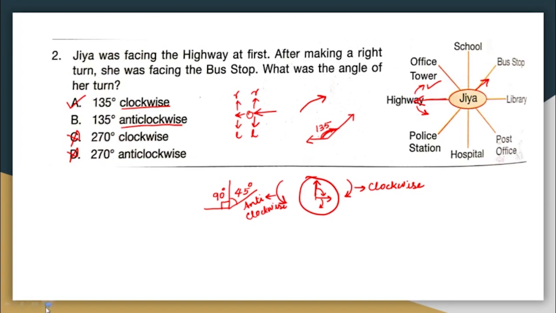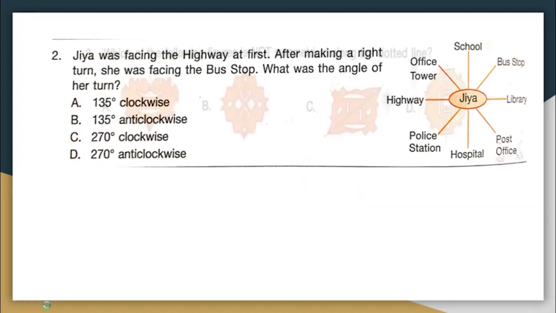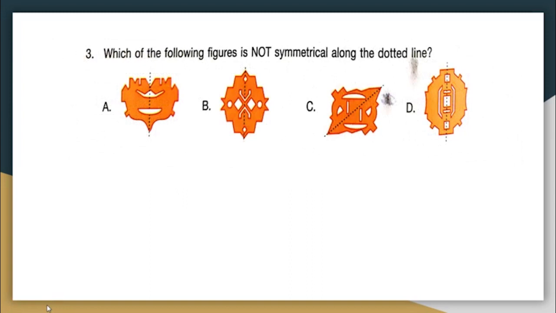Let's move on to the next question. The next question is there on your screen. Which of the following figures is not symmetrical along the dotted line? Now, what does symmetrical mean? Symmetry means similar or same, or symmetrical means it looks alike on both sides. In each figure, there is a dotted line that is drawn like this, and you have to find out which of the figures is not symmetrical along the dotted line.